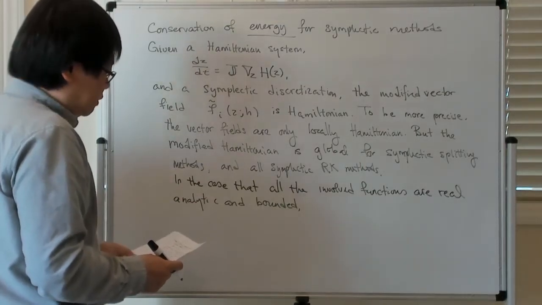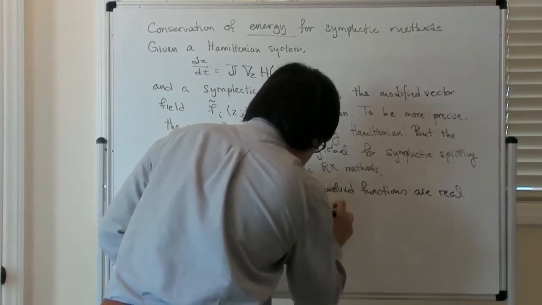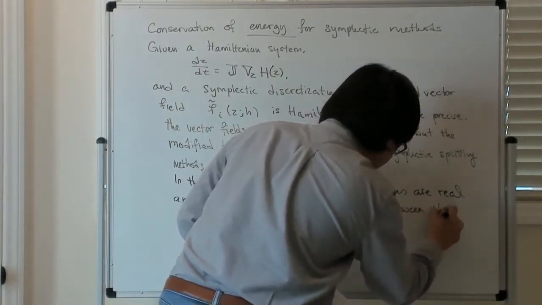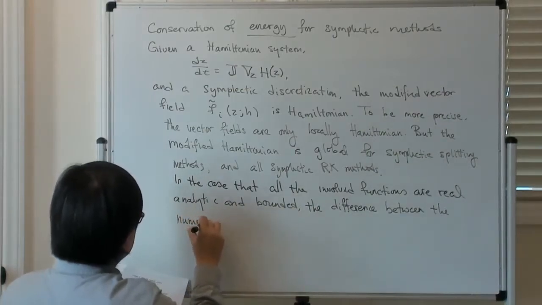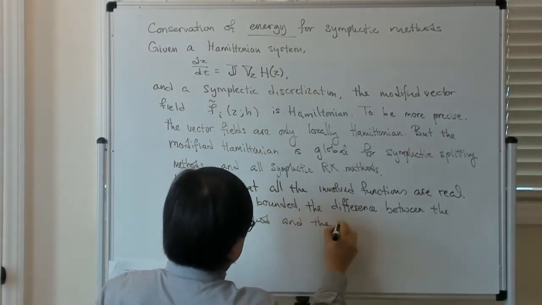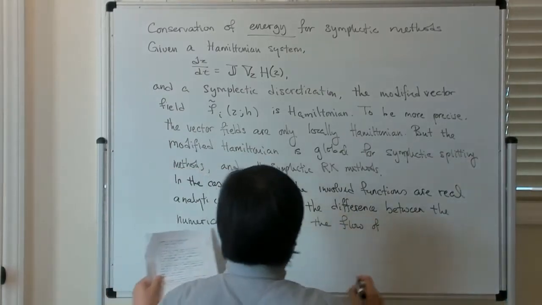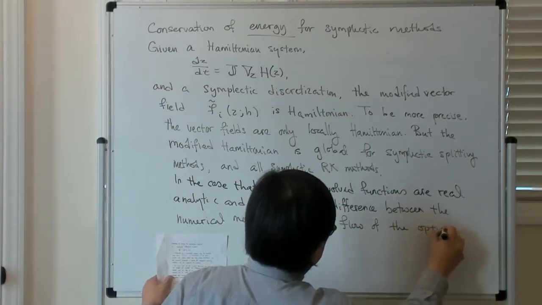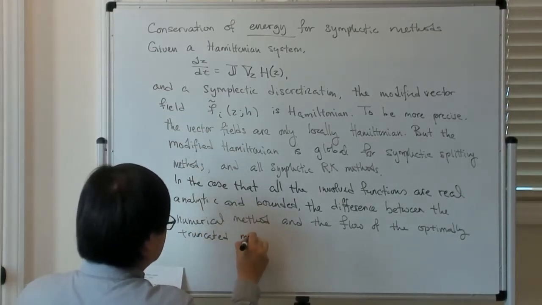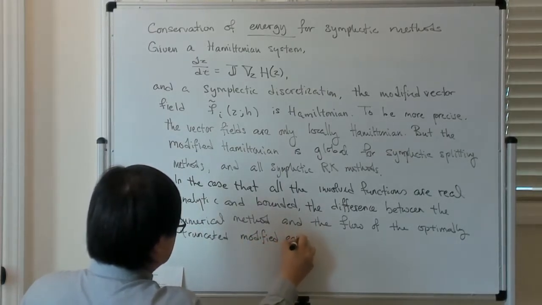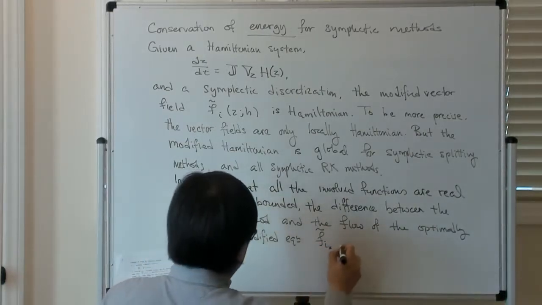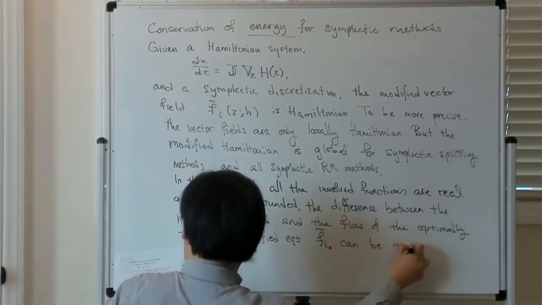It's like when we talked about backward error analysis. So the difference between the numerical method and the flow of this optimally truncated modified equation, if you recall, what I had called F tilde I star, can be made exponentially small.